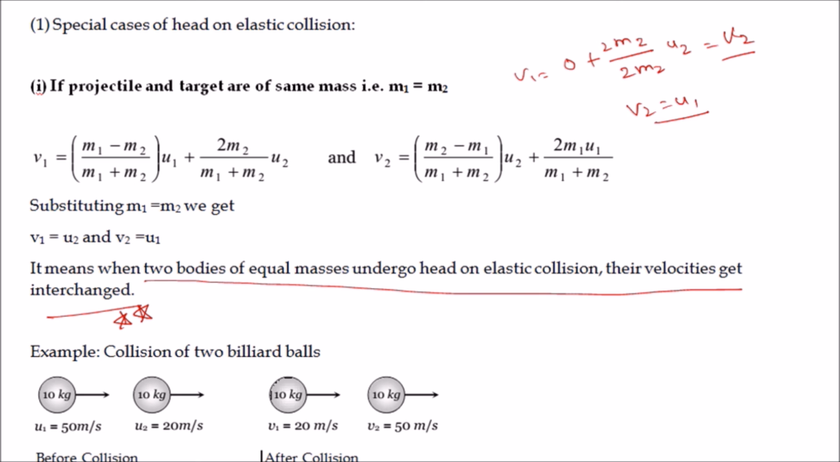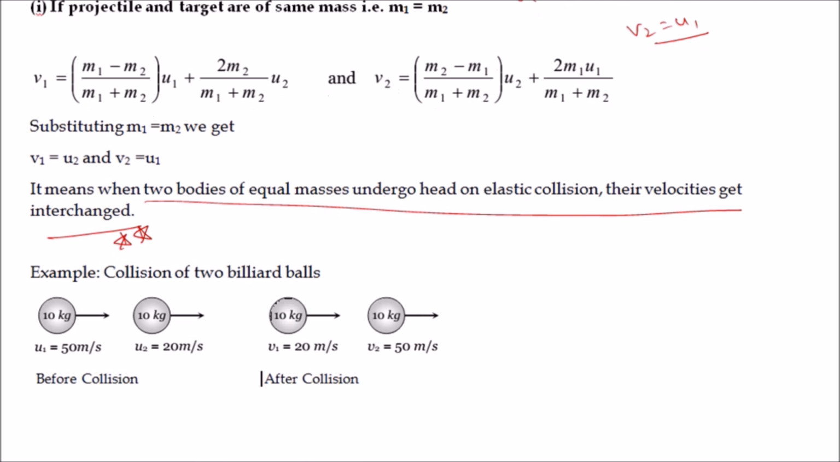It is shown in this figure also, that here two balls of 10 kg are moving with velocity 50 meters per second and 20 meters per second respectively. After the collision, if it is an elastic head-on collision, then the velocities become 20 and 50 respectively. So you may see very clearly that here the velocities get interchanged.